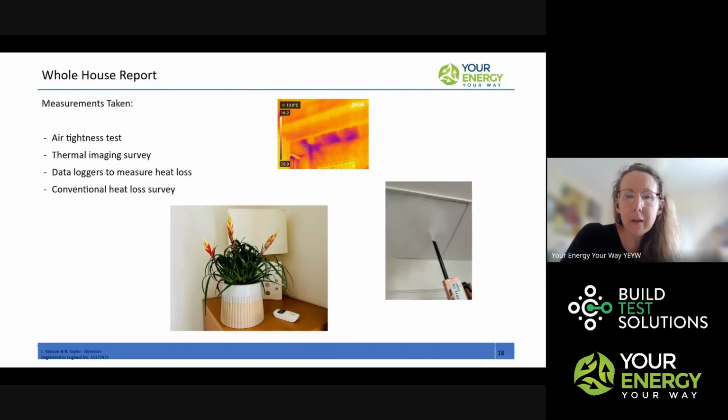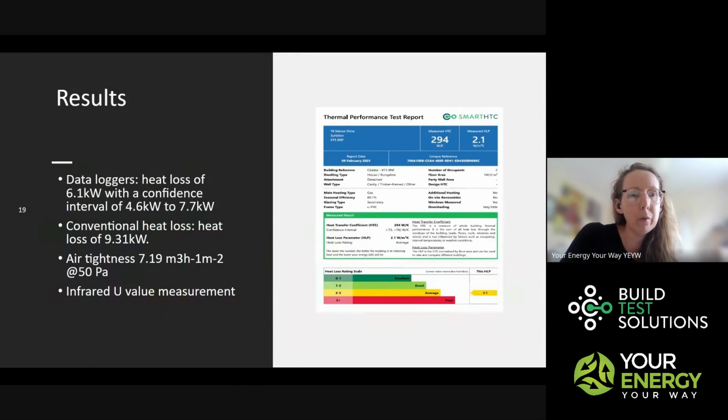So I think the next slide has got some of our results. Having done our conventional heat loss, we ended up with 9.31. That's with the calculation rather than the measurement, so that's making assumptions about all the U values and the air tightness and everything. That would have meant that we would put in a 12 kilowatt heat pump because of the steps of sizes that heat pumps come in for the particular brand that we were going to install.